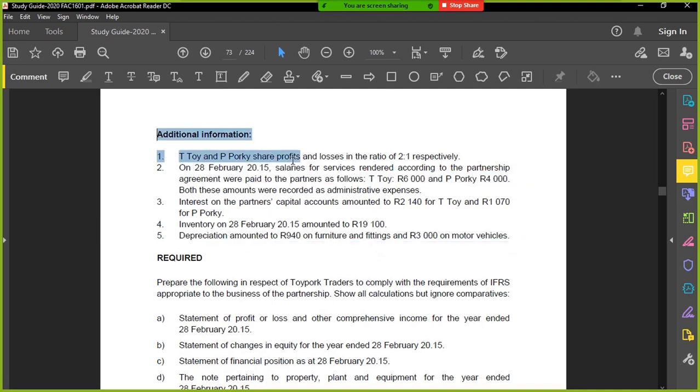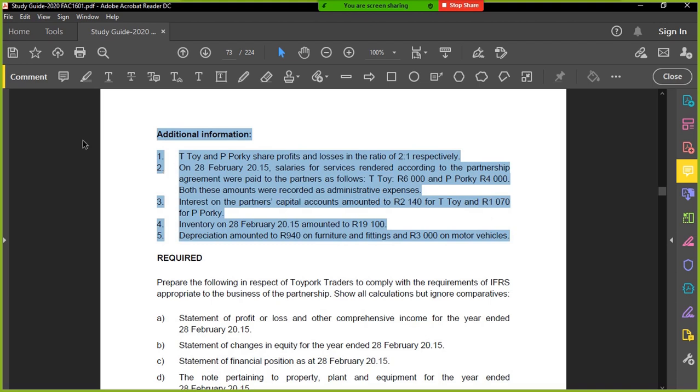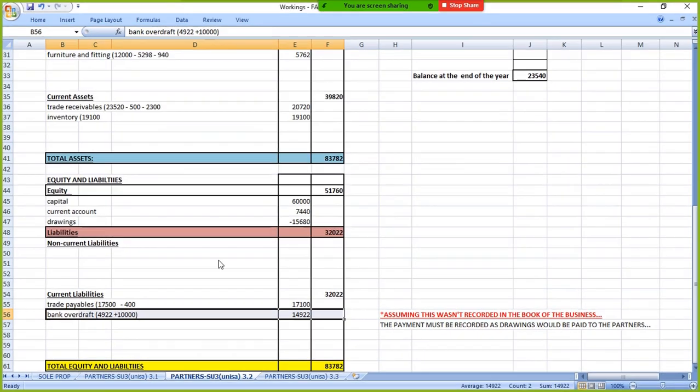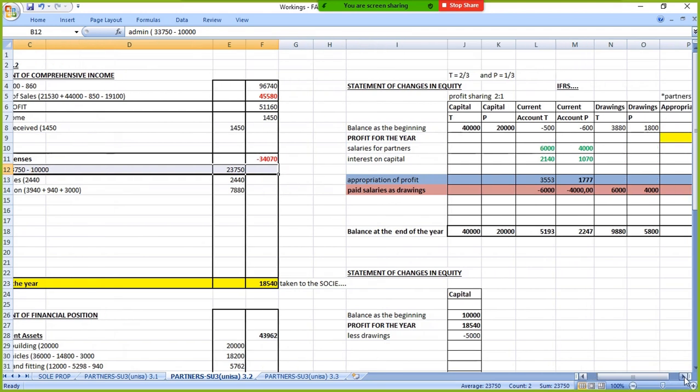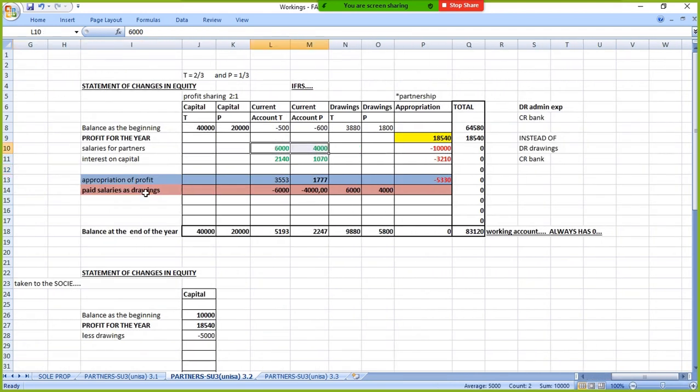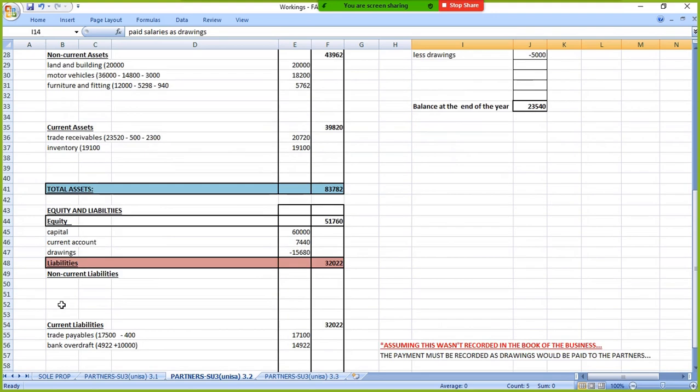Okay, if you assume that they haven't recorded anything, and these are adjustments, then your solution will look the same as mine. It'll look exactly like this. Yes. Okay, because we have to correct the disclosure for the admin expenses. We have to show the salaries and wages and show the payment separately. When I show the payment separately, I then have to update my bank.